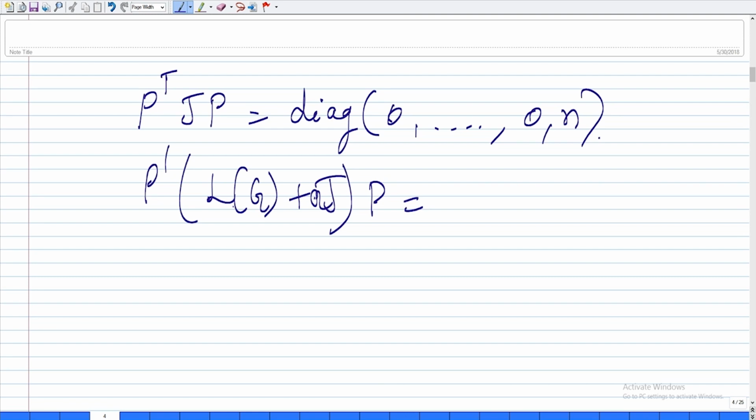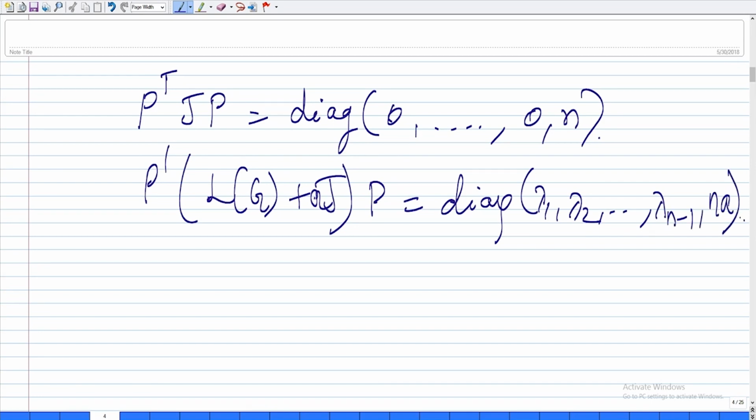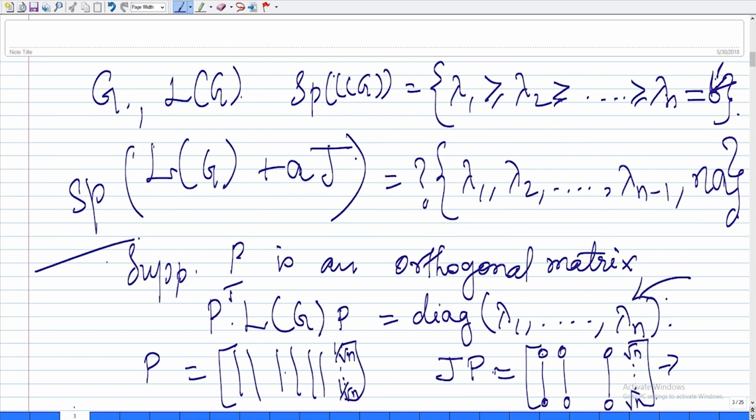So, if I add two diagonal matrices, what do we get? We will just get a diagonal of lambda 1, lambda 2 until lambda n minus 1, and the last entry would be replaced by nA, right. So, therefore, if I know the Laplacian spectrum of a graph, and I add A times J to that, I know what my new spectrum is going to be.